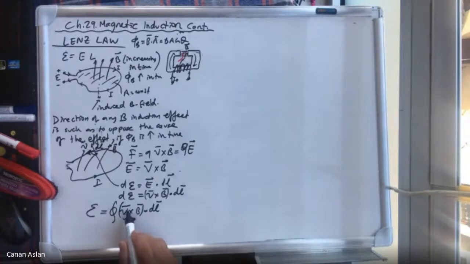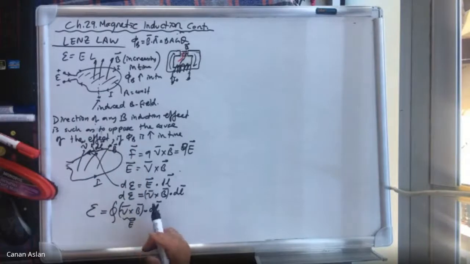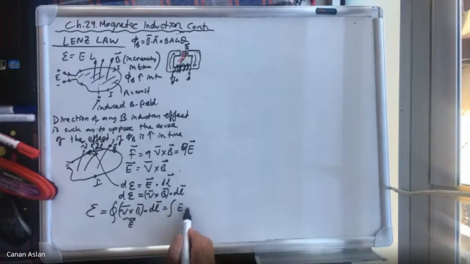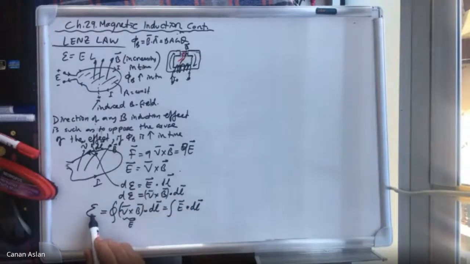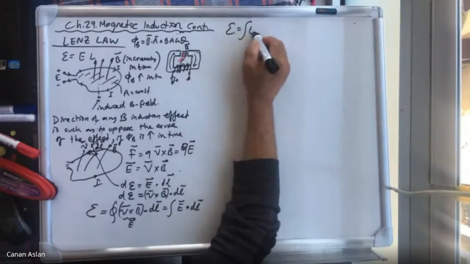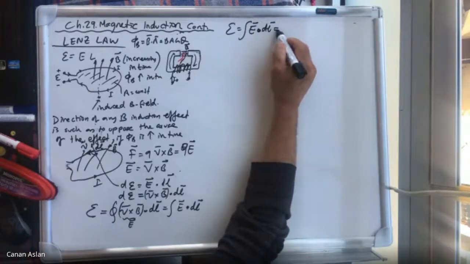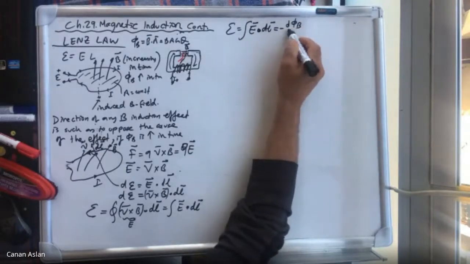Either you use this electric field directly here or V cross B, because the whole system is moving with some kind of velocity, probably getting away from the magnetic field. Then this will also be equal to E dot dl. Now we have stated that this induced electromotive force is nothing but E dot dl, which is going to be equal to minus dΦB over dt.